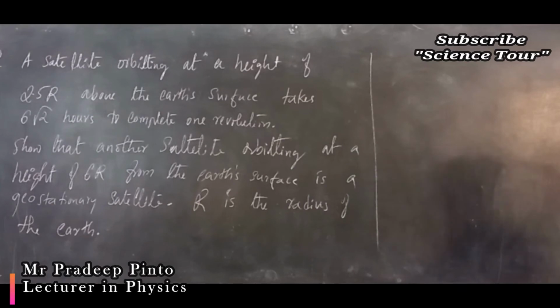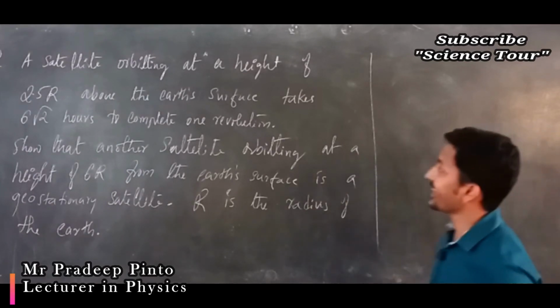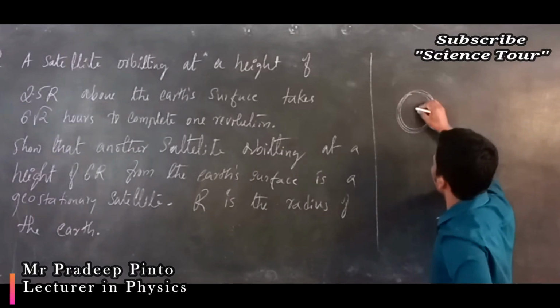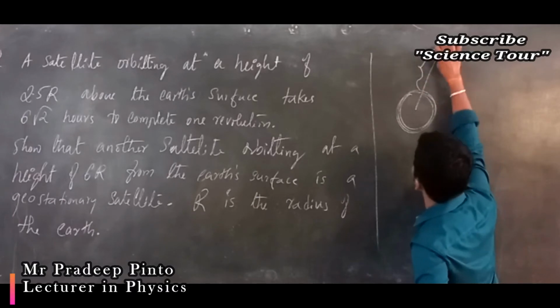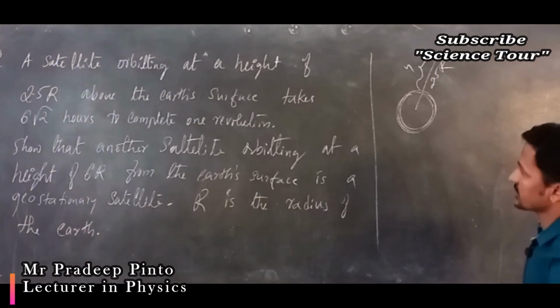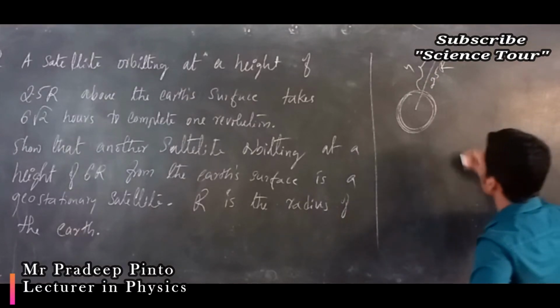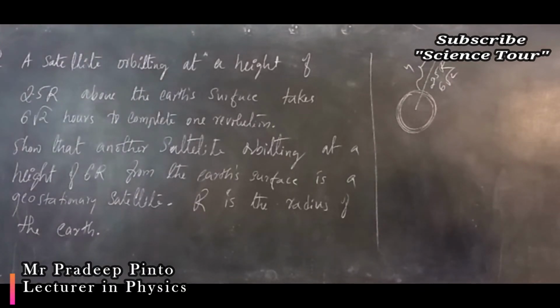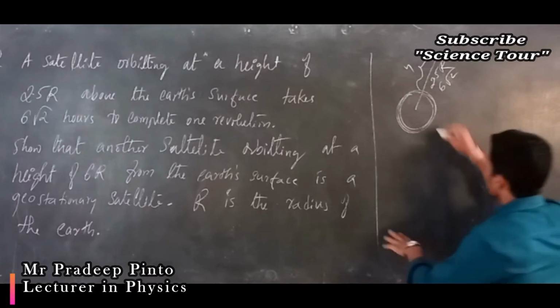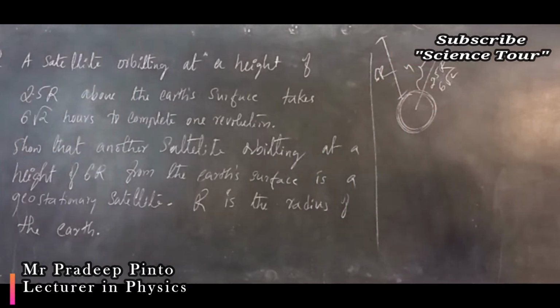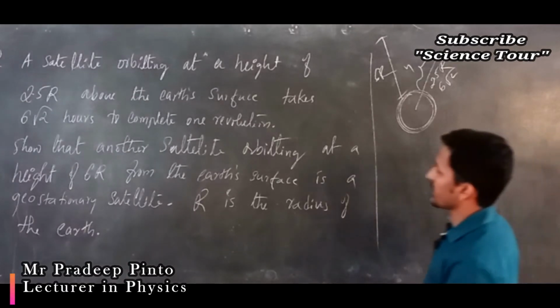So one more problem: you have a satellite orbiting at a height of 2.5 r. Earth, and the satellite is orbiting at a height h, they have given, that is 2.5 r above the Earth's surface, and takes 6 root 2 hours to complete one revolution. Show that another satellite orbiting at a height of 6 r from the Earth's surface is a geostationary satellite. R is the radius of the Earth.